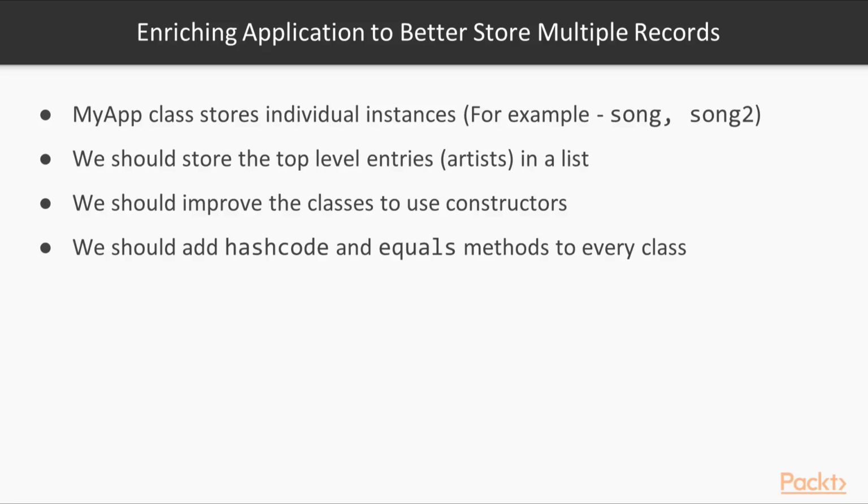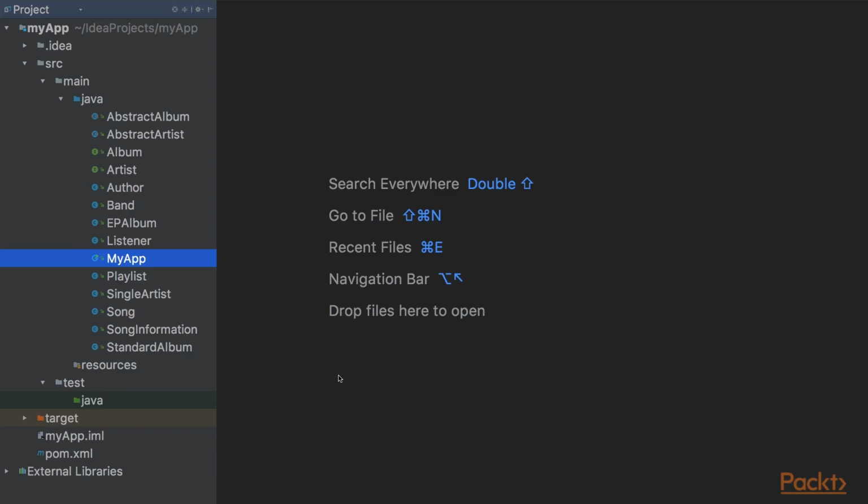Now, let's switch back to IntelliJ. We will start with a code enrichment, or as it's called, refactoring. First of all, let's go through every class together and create the relevant constructors. We will have to think about which fields are compulsory and which not.